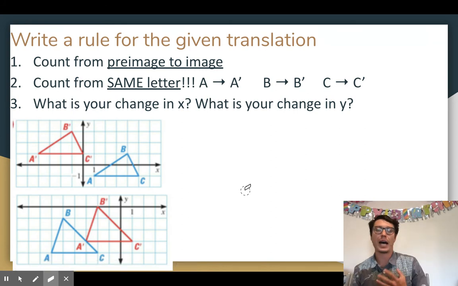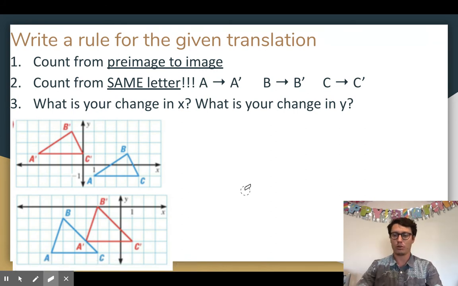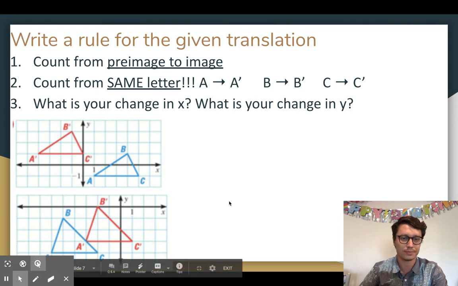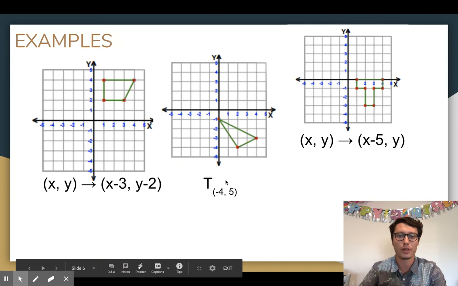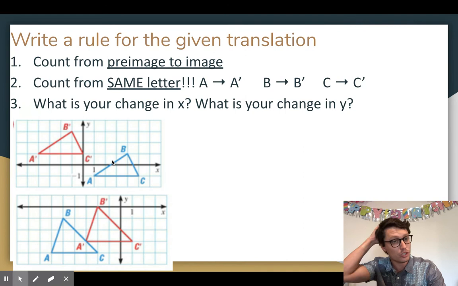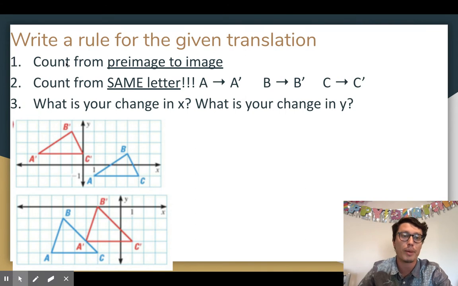Okay, now doing the opposite. Before, they gave you a rule and they wanted you to write a new shape. Now they give you both shapes and you need to write the rule. Okay, so remember, always count from the pre-image to the image. Count from the same letter. Count from A to A prime, B to B prime, C to C prime.